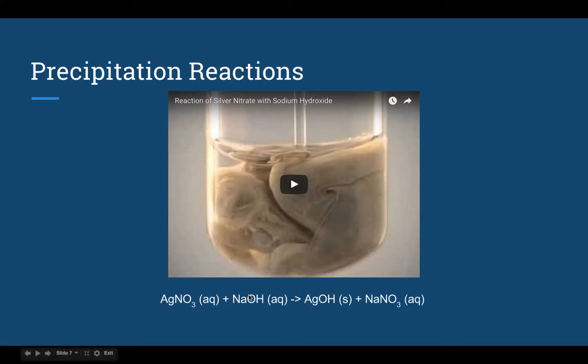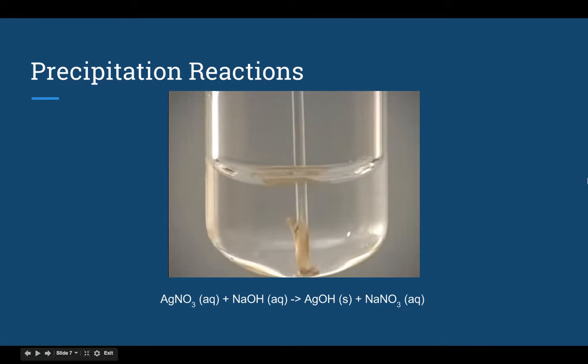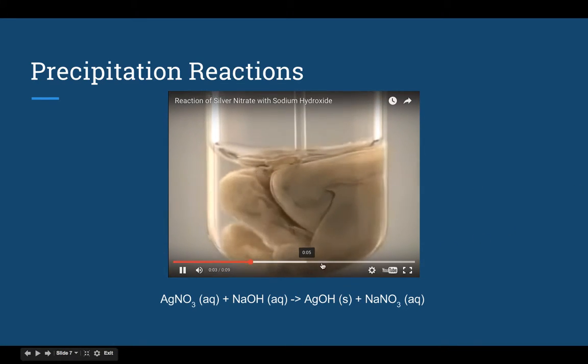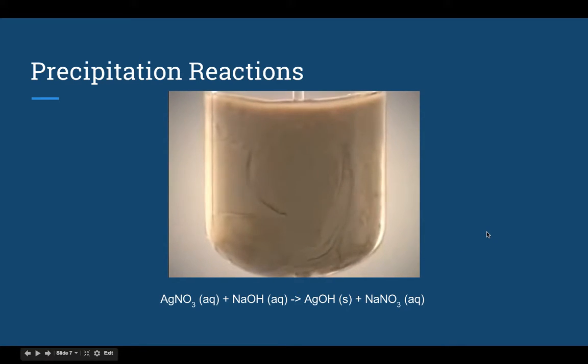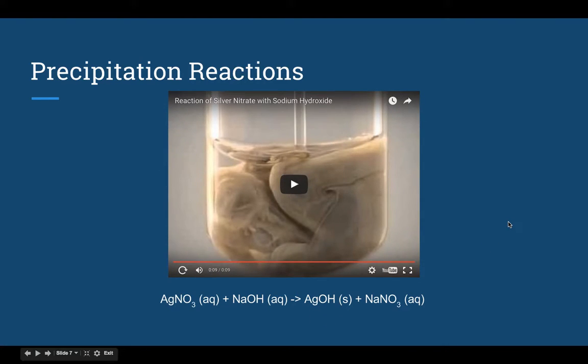As they introduce the silver nitrate into the sodium hydroxide solution, they're going to react. You can see the second that tip goes into the solution, the silver hydroxide starts to precipitate out and it forms that kind of milky looking, gray-brown solid. So that's just one example of a precipitation reaction.